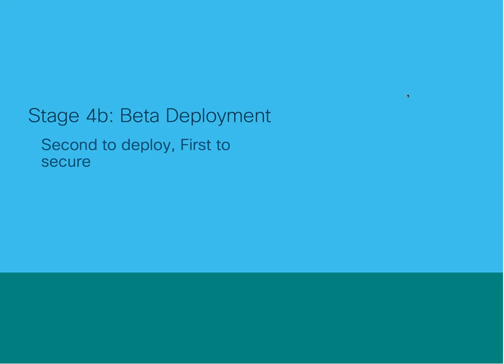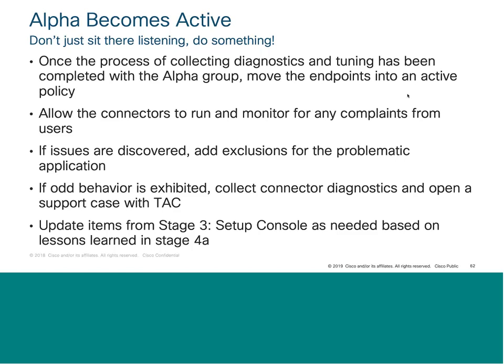Okay, great. So our beta deployment ends up being our second stage deployment, but it is the first stage at which we actually turn on all of our security features. And we start this phase of our deployment by turning the security features on for alpha. So we're going to take all of our audit debug connectors and move them to our active policy. And we want to wait at that point.